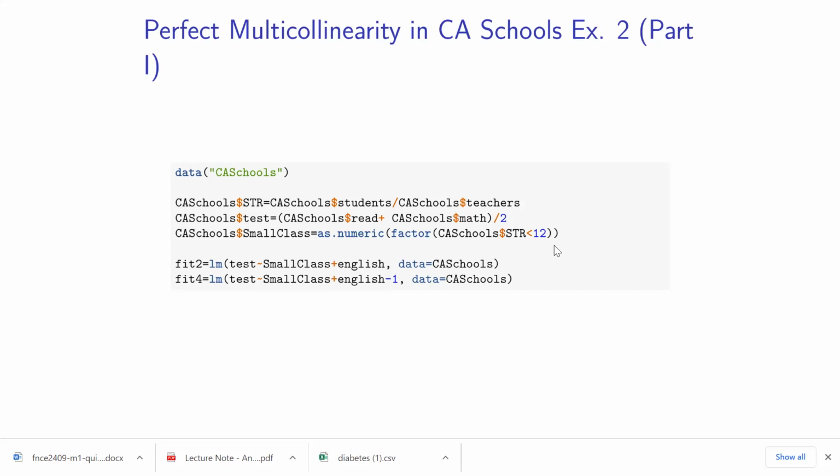Conforming to this view, you construct a small class dummy, which is true if the classroom size is smaller than 12.